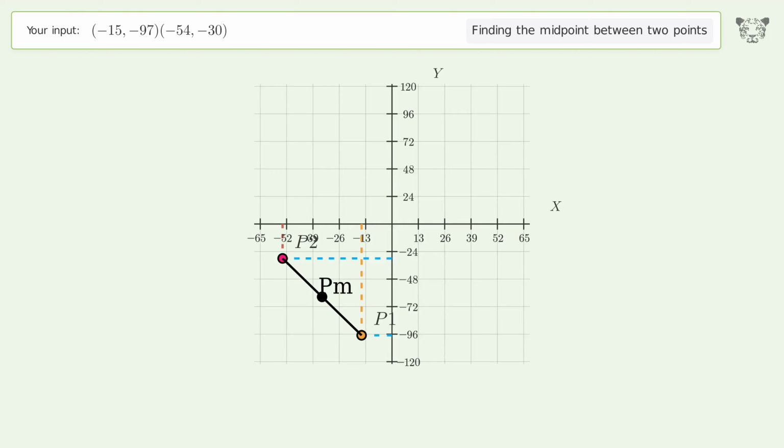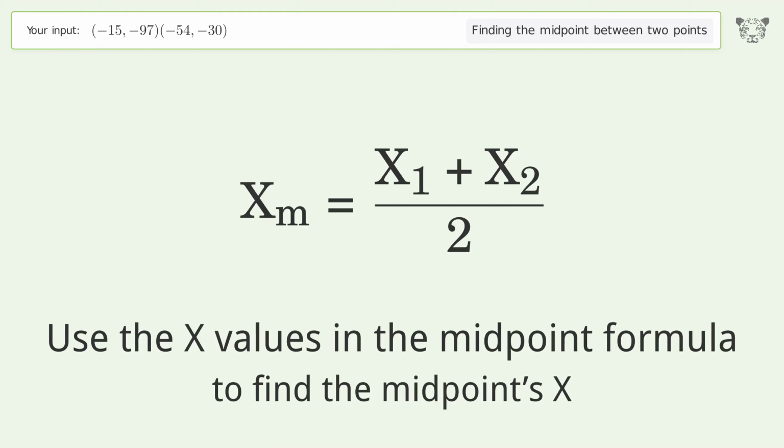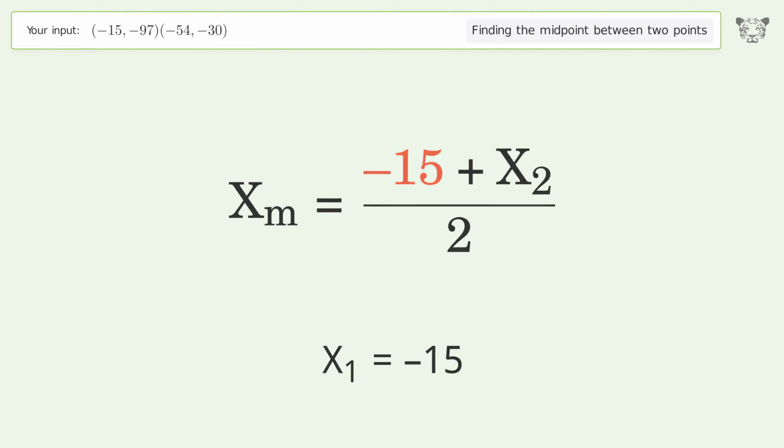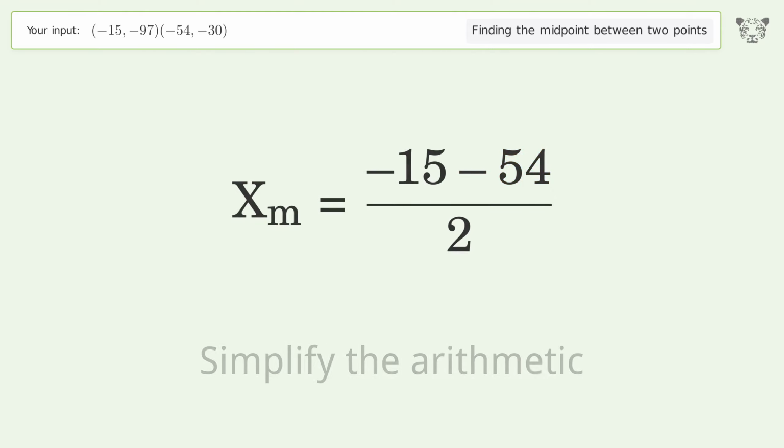Use the x values in the midpoint formula to find the midpoint's x. x1 equals -15. x2 equals -54. Simplify the arithmetic.